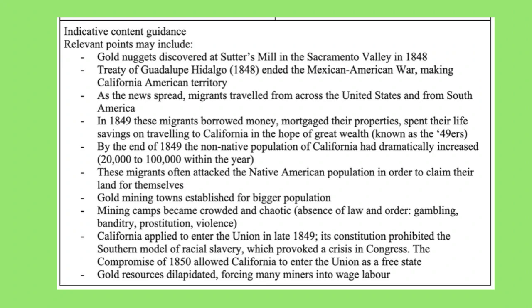So by the end of 1849, the non-native population of California had dramatically increased. Then you can explain the implications of that and how that led to the next development in your narrative. So there you're showing that you understand how one event led to another, which is your analytical thinking. It shows you've developed your points. Take a look at the rest of the points on screen to see if there's anything you could have added to your answer.